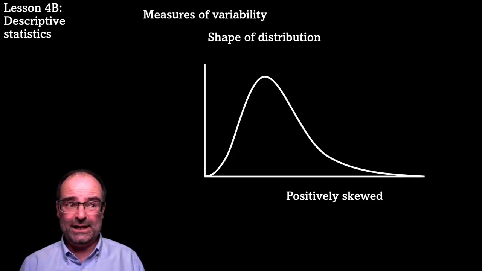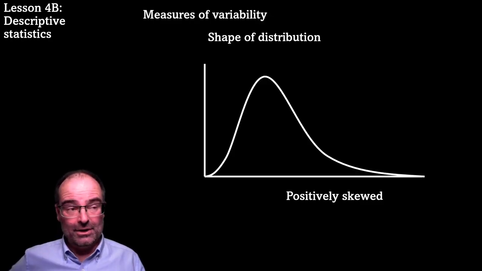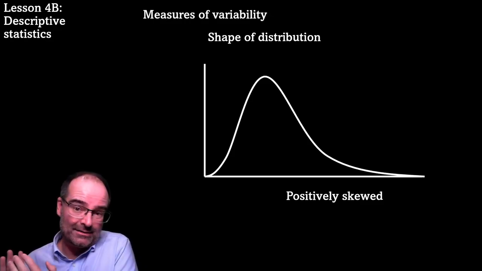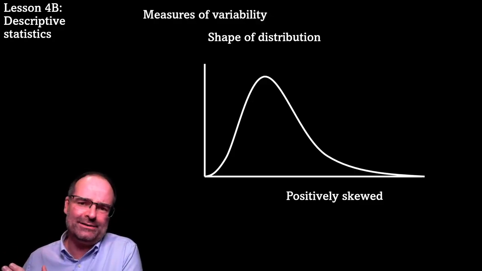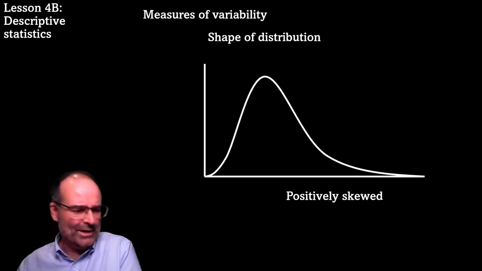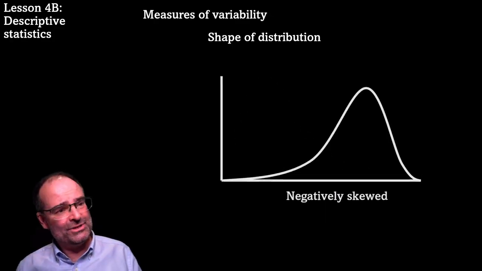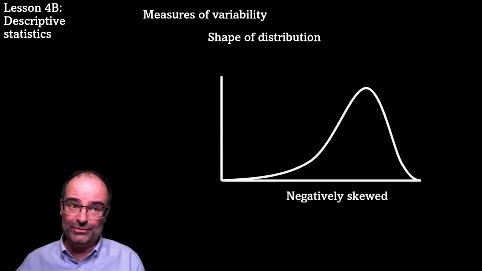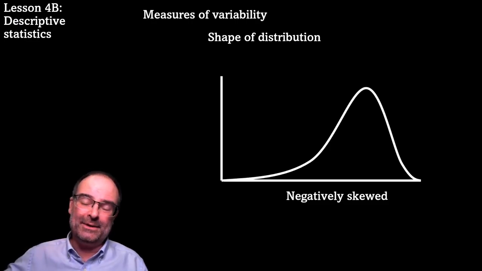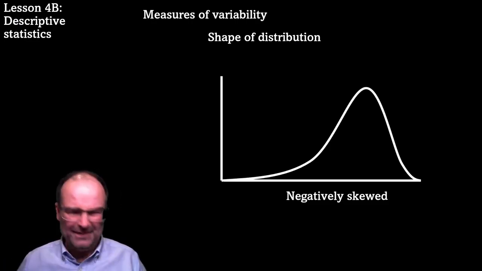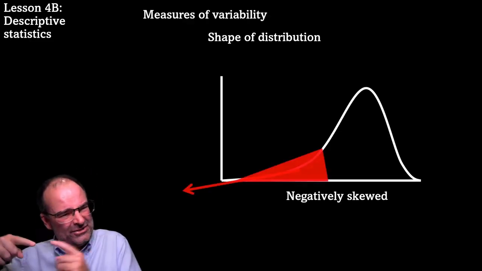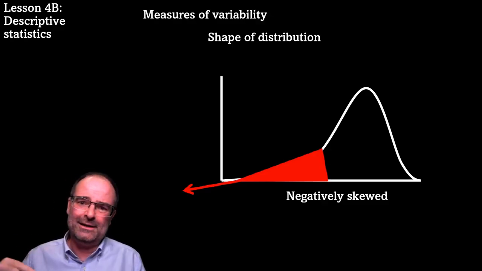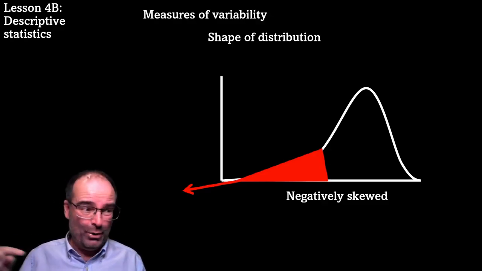This distribution is positively skewed. Most of the responses are to the left, the lower scores, but there's a handful of really high scores, giving it that positive point. This distribution is negatively skewed. It's the opposite, where most of the scores are quite high, but there's a point heading off to the left. That's how I suggest you remember what positive and negative skew is. The pointy bit in a negatively skewed distribution is pointing in the negative direction.